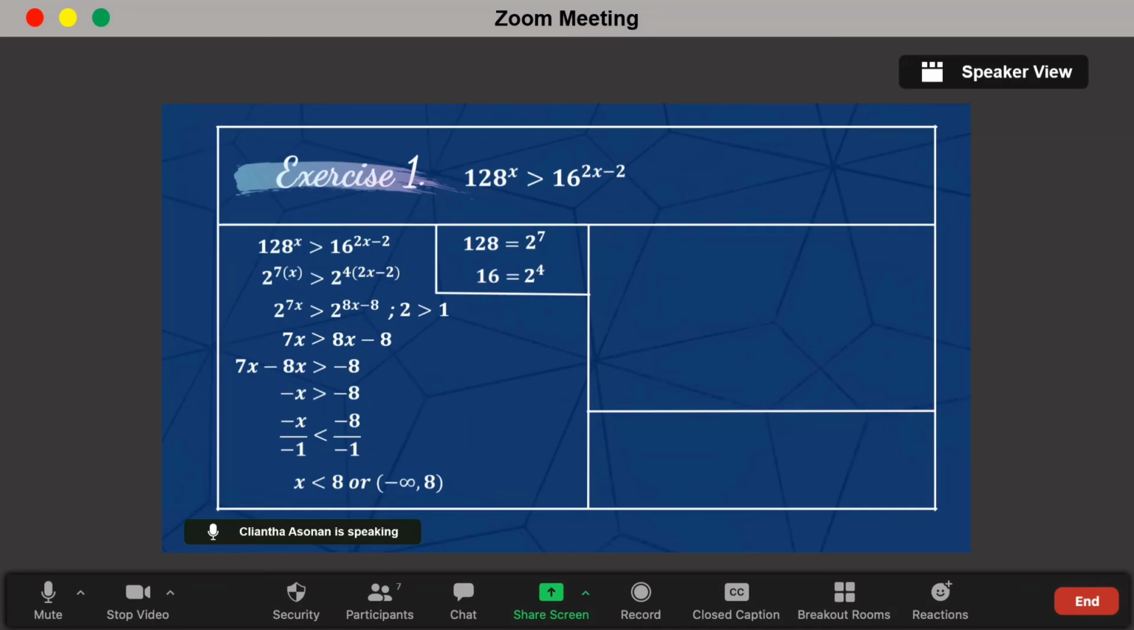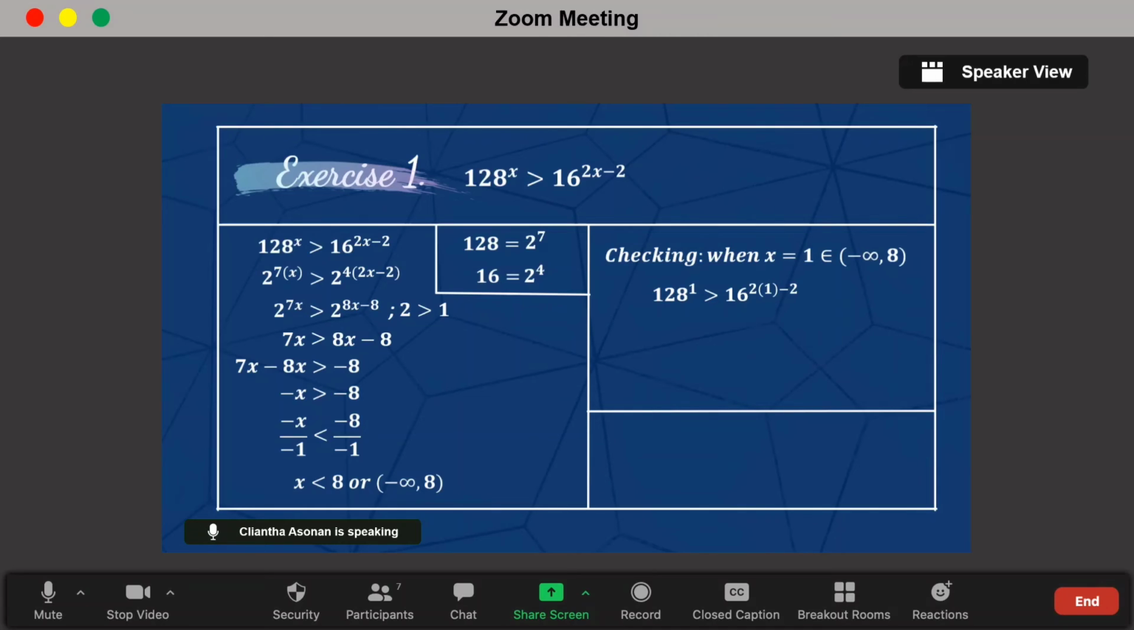Let us check if the solution to the inequality 128 raised to the power of x is greater than 16 raised to the power of 2x minus 2 really is x is less than 8. So we do this by choosing a number that is inside the domain, like 1 for example. So we substitute 1 to the values of x in the inequality.